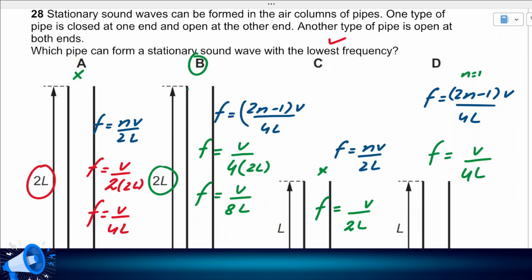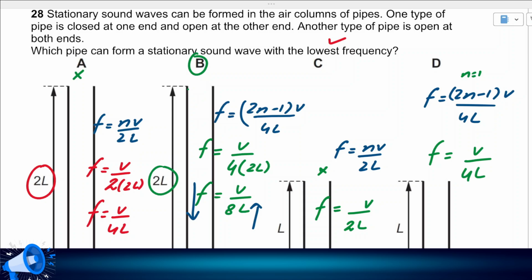Now we need to find the lowest frequency. We'll have the lowest frequency for which the denominator is the highest. The first one is v divided by 4L. The second one is v divided by 8L. The third one is v divided by 2L. The last one is v divided by 4L. So which one has the highest denominator? This one has the highest denominator, so this one would have the least frequency.